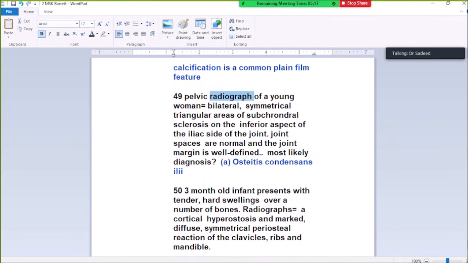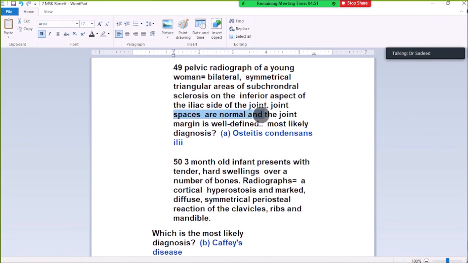Question 49. Pelvic radiograph of a young woman shows bilateral symmetrical triangular areas of subchondral sclerosis on the inferior aspect of the iliac side of the sacroiliac joint. Joint spaces are normal and joint margins well defined. Most likely diagnosis: osteitis condensans ilii. Only the triangular areas of subchondral sclerosis on the iliac side of the joint point to osteitis condensans ilii.